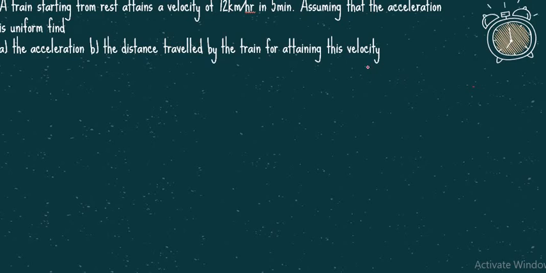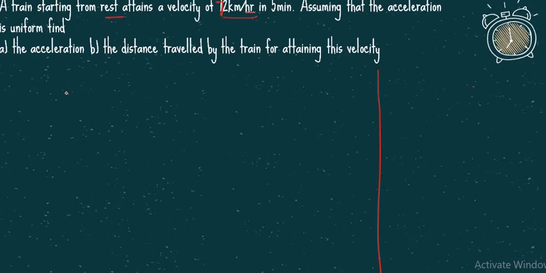First I will divide this page into two parts. First I will write down what they have given, but before that, I need to read the question. See, a train starting from rest, I will mark rest, attains a velocity of 72 km per hour in 5 minutes. Assuming that the acceleration is uniform, find the acceleration, and we need to find the distance traveled by the object in attaining that velocity. Please don't get confused here. It is 72 km per hour.